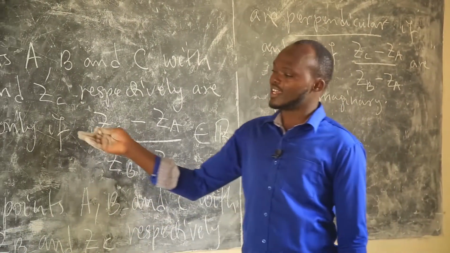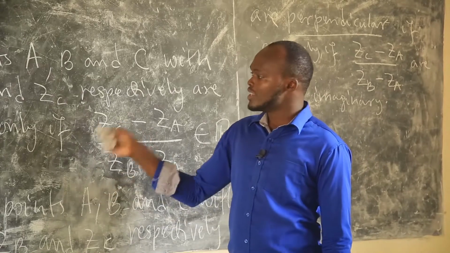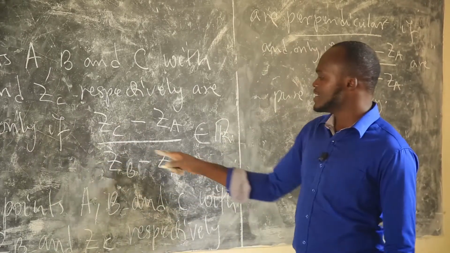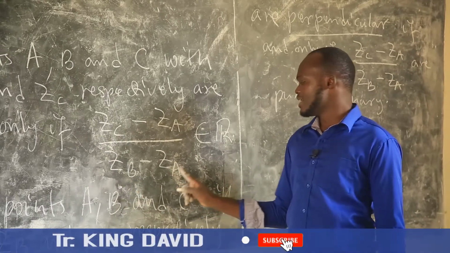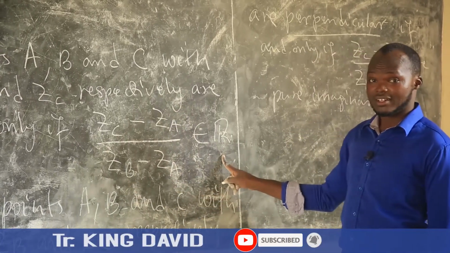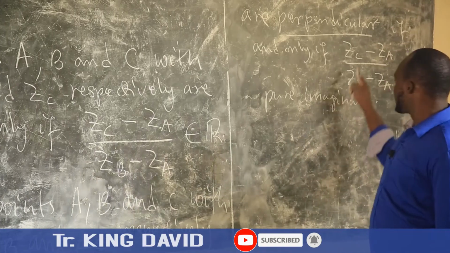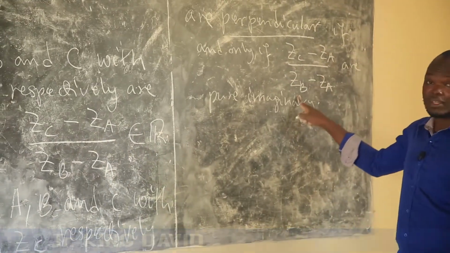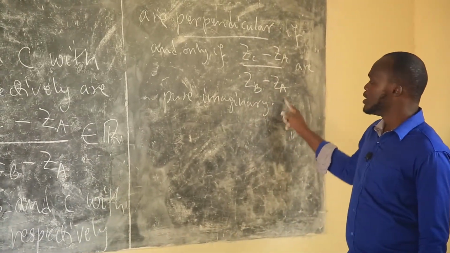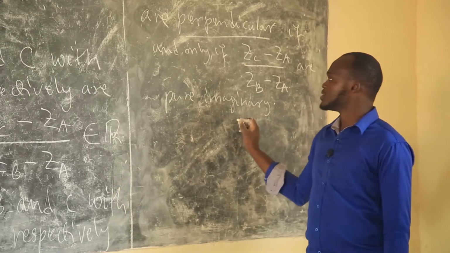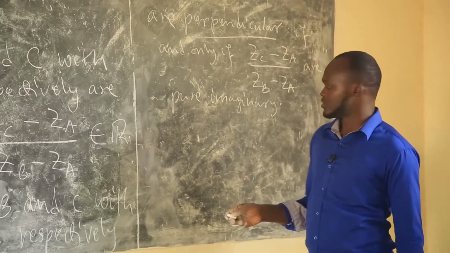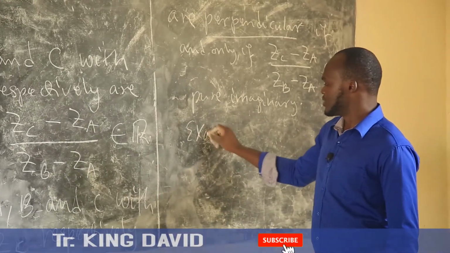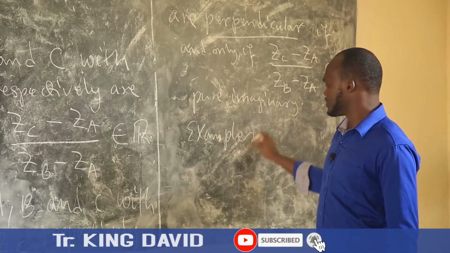Even here in complex numbers, they are collinear when ZC minus ZA divided by ZB minus ZA is equal to a real number. So when we take ZC minus ZA divided by ZB minus ZA and get an imaginary part, it means that they are perpendicular. So let us try to see examples so that you can understand it very well.